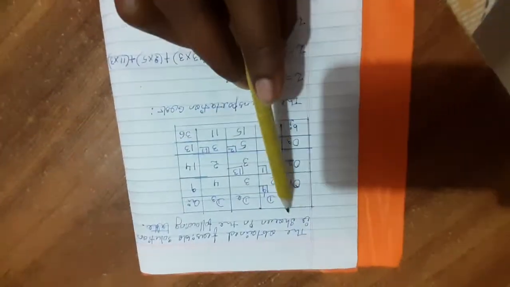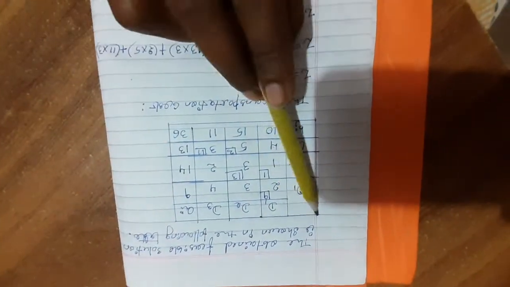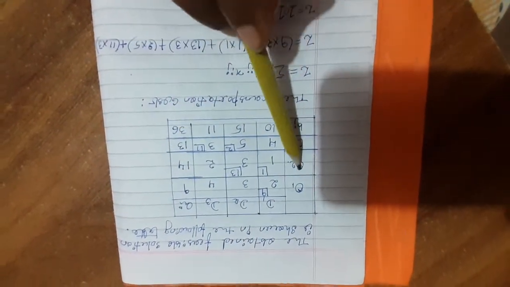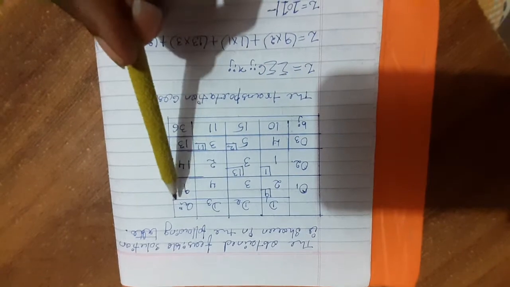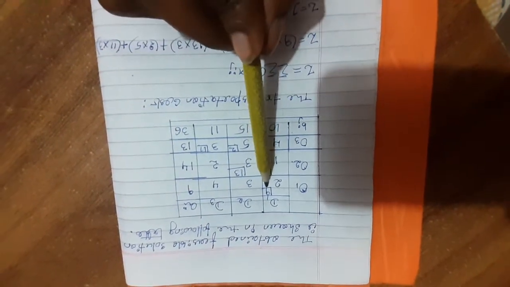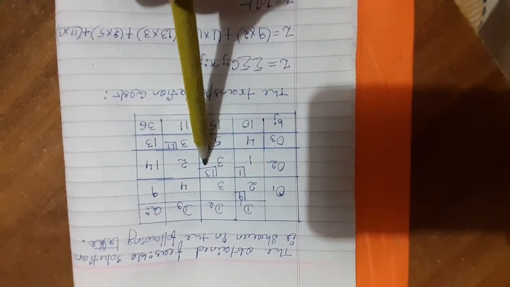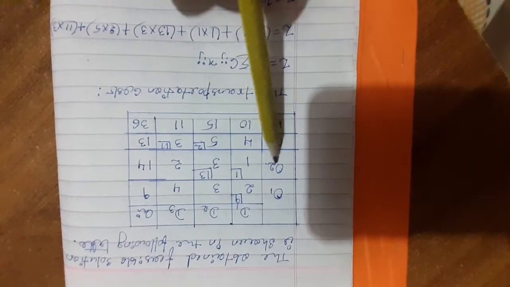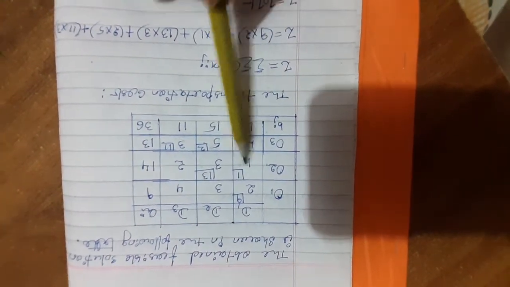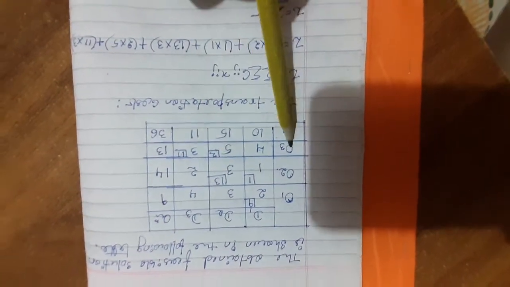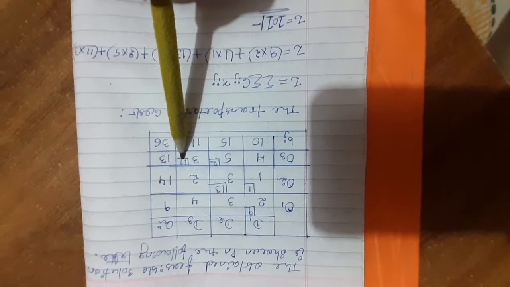The obtained feasible solution is shown in the following table. D1, D2, D3, O1, O2, O3, with BJ and AI. X11 is 9, we have got the answer as 9. Then X22 answer is 13. X21 answer is 1. Then X32 we have got the answer as 2. And X33 answer is 11.